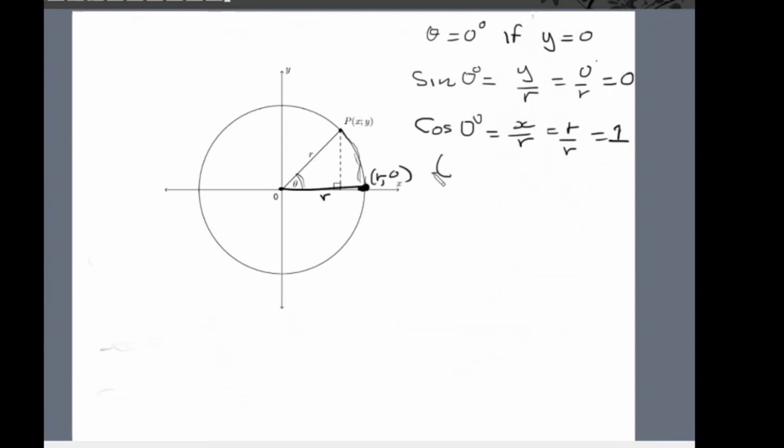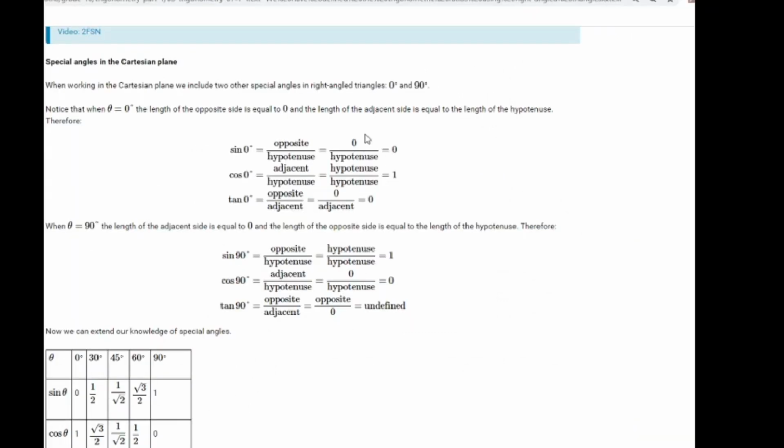And then tan theta is 0. That is y over x. So it's 0 over x. This will be 0. So yeah, that is how it works.